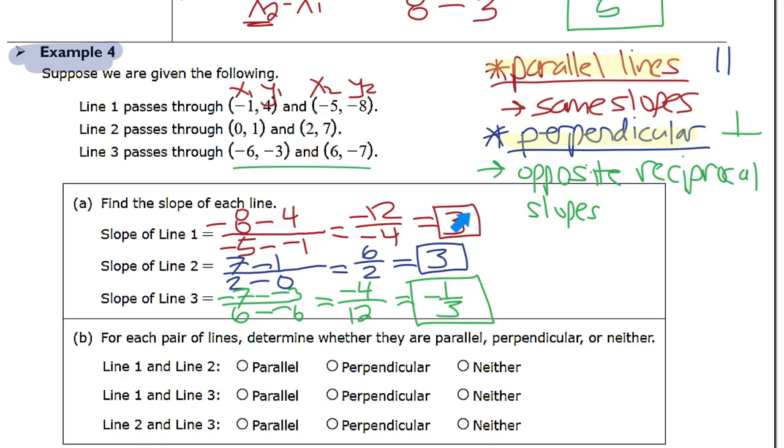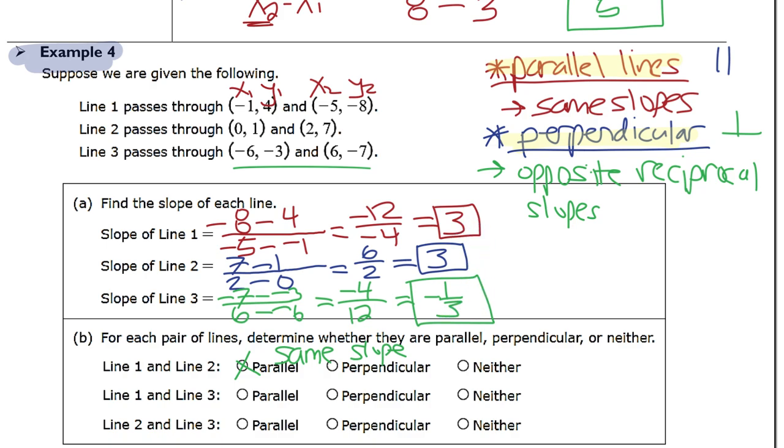Now, which ones are the same? Well, slope line 1 and 2 are the same, so those are parallel. So line 1 and line 2 are, in fact, parallel because they are the same slope. So now if I look at 1 and 3, those are not the same. So they're not parallel, but they are, in fact, opposite reciprocal.